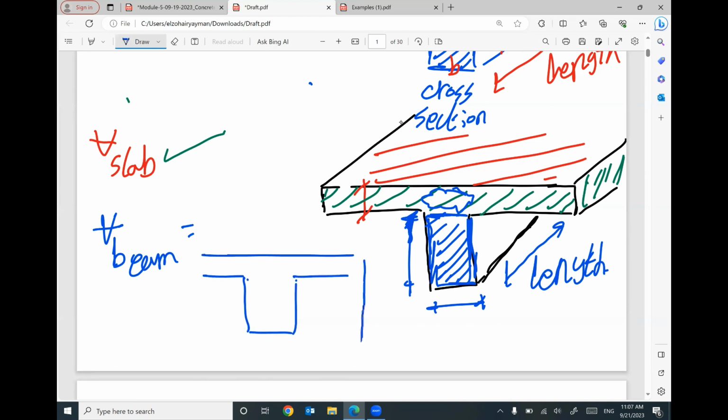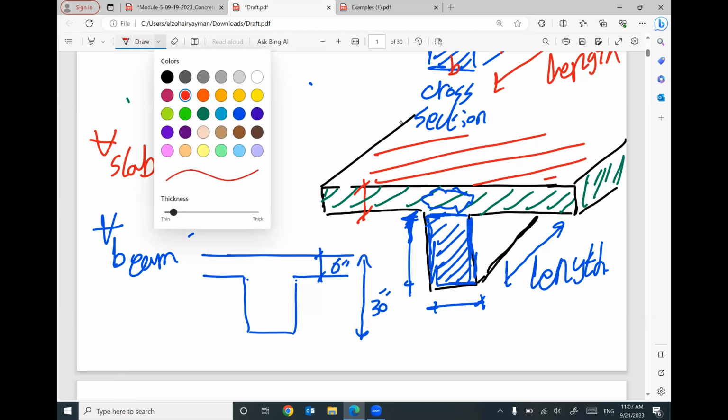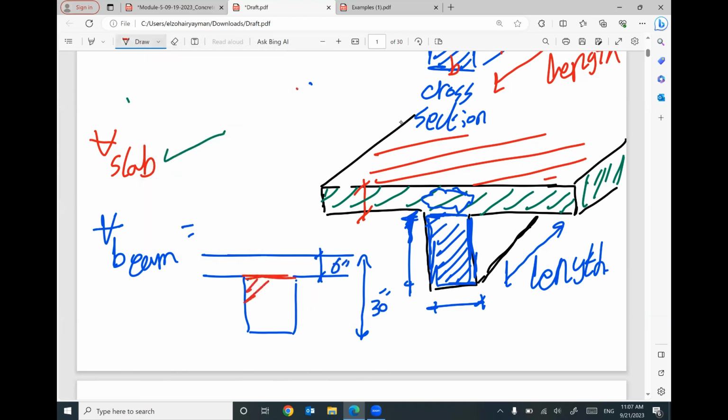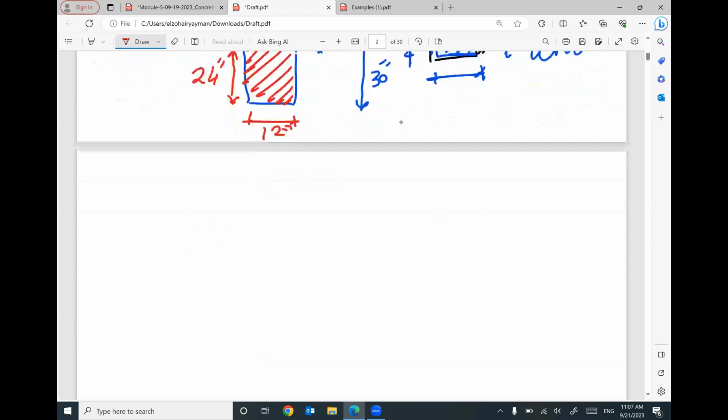So the cross section will be given like this. And this total dimension is given, for example, 30 inch. And the thickness of the slab is given as 6 inch. So the part of the beam that will be counted is only this part. For example, this one is 12, so it will be 12 inch by 24, because the above part of the flange is already considered in the slab volume. Does that make sense?